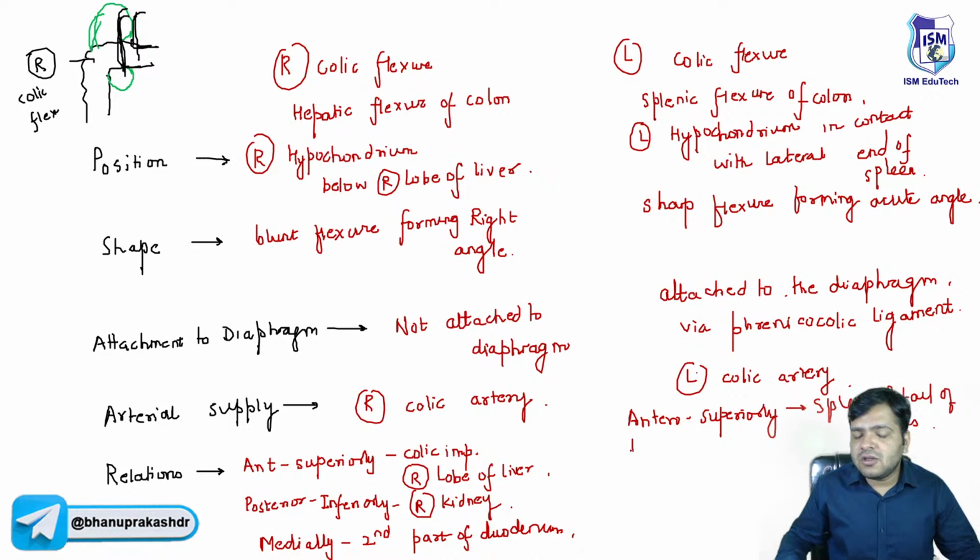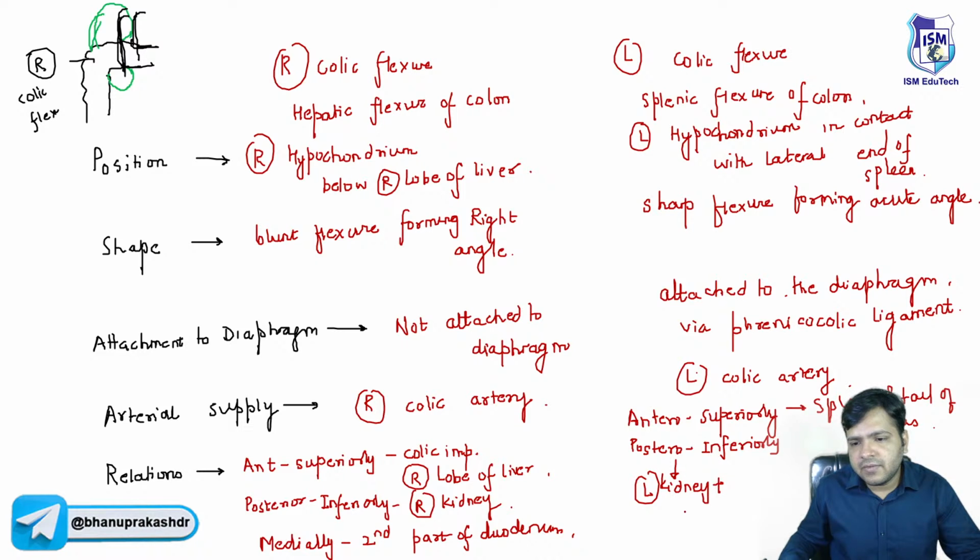Posteroinferiorly, quickly tell me, what will be present? Posteroinferiorly we have the left kidney along with the diaphragm, the left kidney and diaphragm. And laterally, remember we have the left kidney.